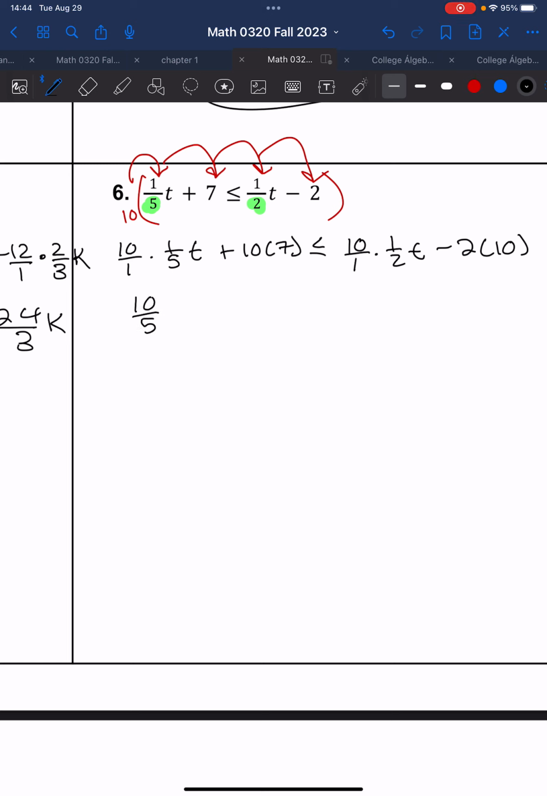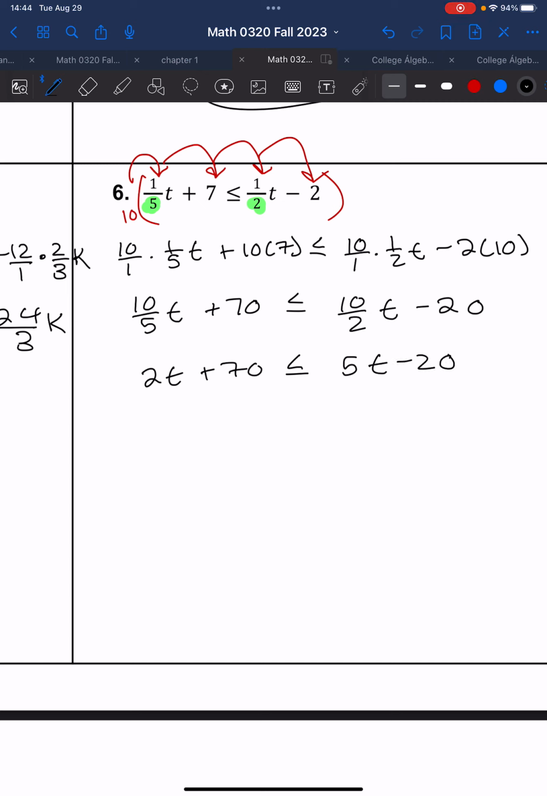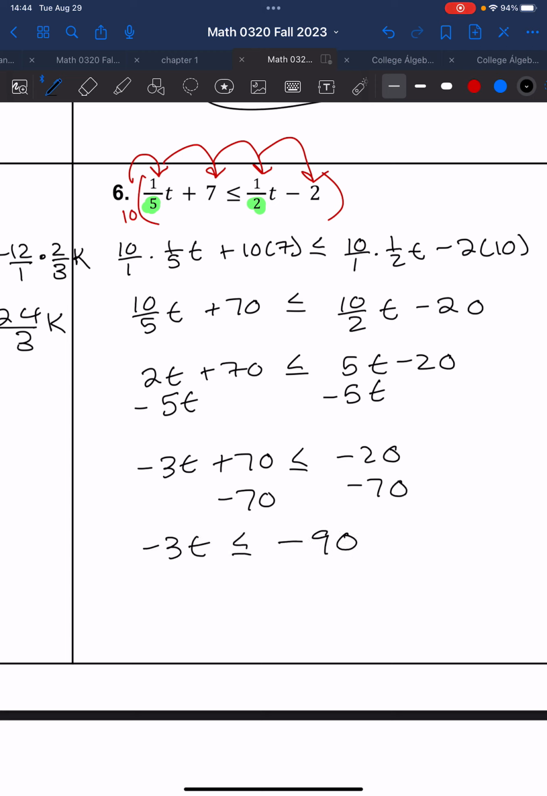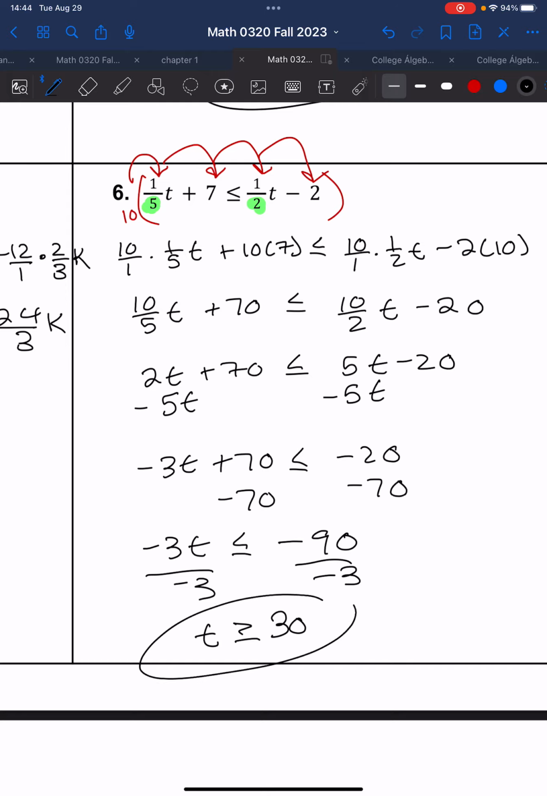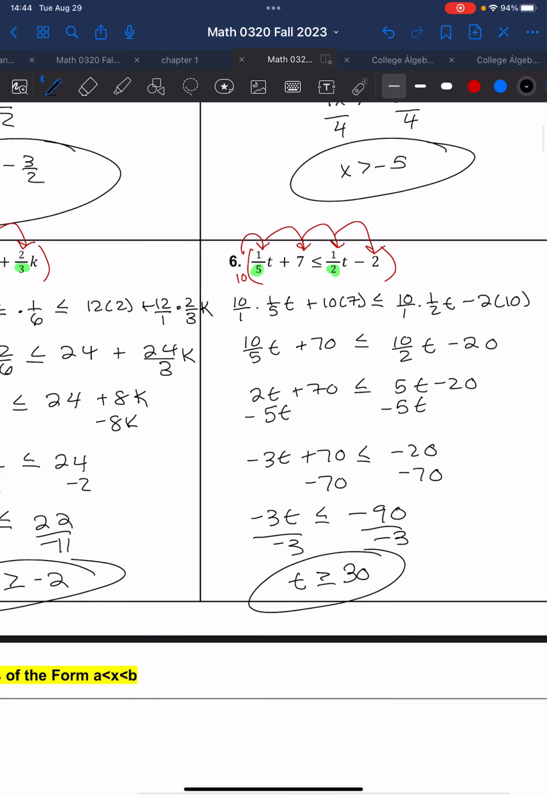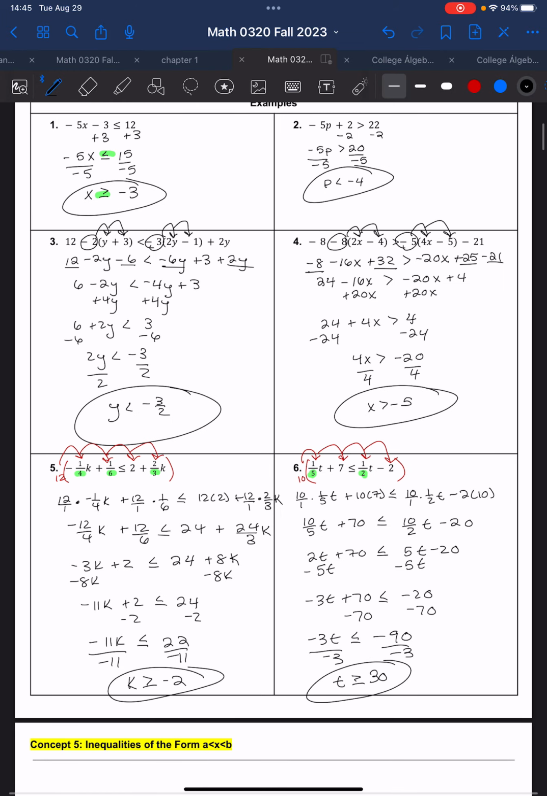This gives me 10 over 5t plus 70 is less than or equal to 10 over 2t minus 20, which simplifies to 2t plus 70 less than or equal to 5t minus 20. Now I can get the t's on the same side by subtracting 5t over. And I get negative 3t plus 70 less than or equal to negative 20. Subtract 70 to the other side, and I get negative 3t is less than or equal to negative 90. Divide both sides by that negative number, which is going to make the symbol flip. And I have t is greater than or equal to 30. Okay, and then that concludes concept 4.